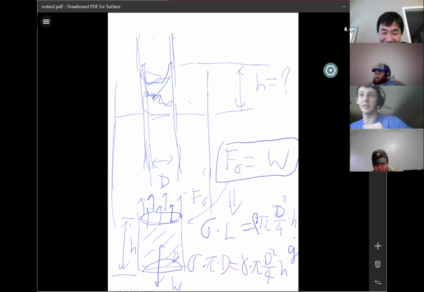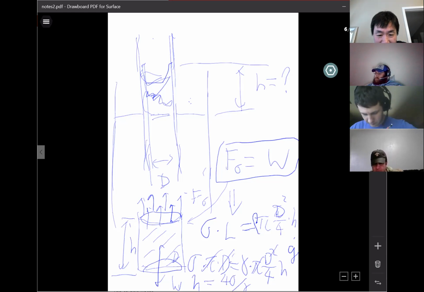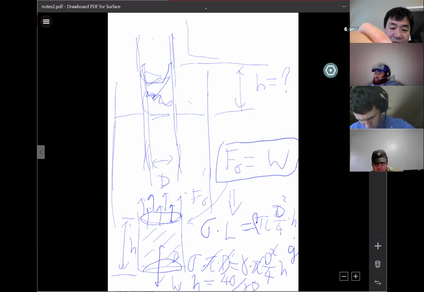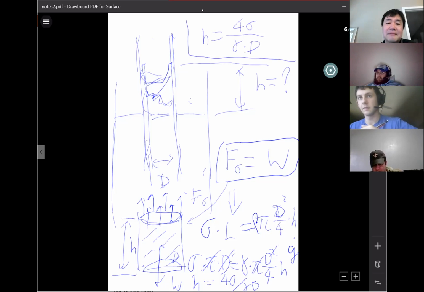Okay, I guess we'll solve the problem. We want to calculate h. H is in the right-hand side. Cancel. I like to cancel stuff, you know. Okay, so h equals 4 times sigma divided by gamma. No, I have a d here. Gamma and the d. Okay, it's too small. Can I write on top of it, repeat my solution here? H equals 4 times sigma divided by gamma d. Okay, that's our answer, the solution for this problem.